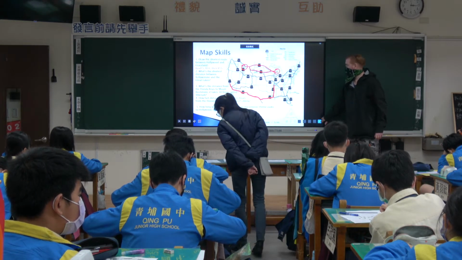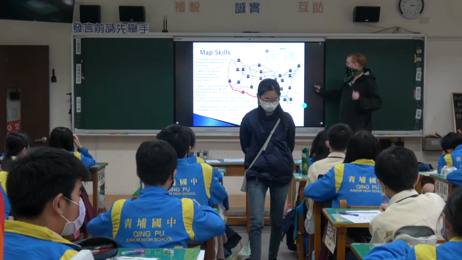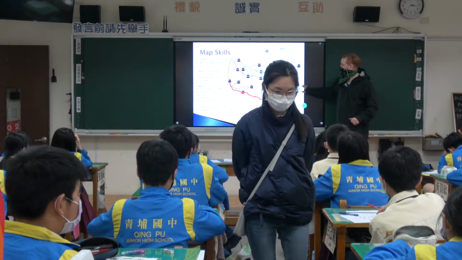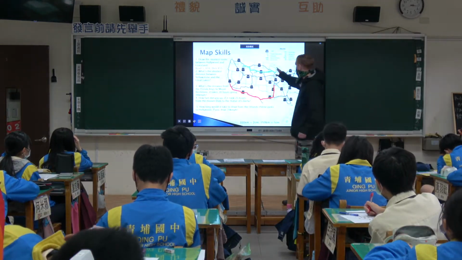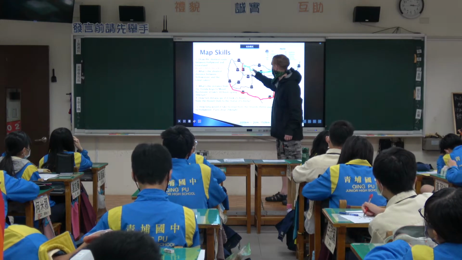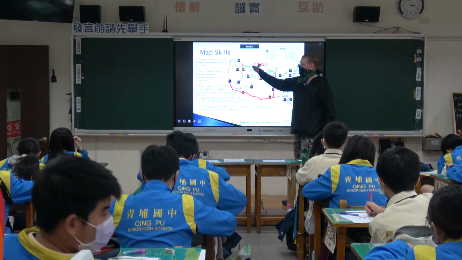So which road should we go? The shortest way is 90. So your job now, measure how many cm. How many cm is this?